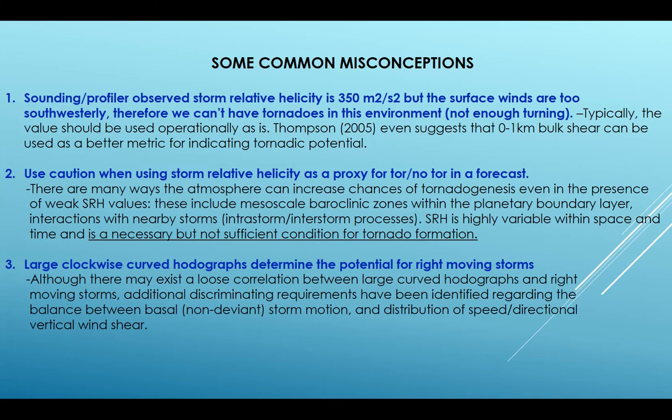Number three, large clockwise hodographs determine the potential for right-moving storms. This is something that is highly debatable. I mean, it's known that large clockwise hodographs are conducive for right-moving storms, but there's more detail that's needed. So although there may exist a loose correlation between large curved hodographs and right-moving storms, additional discriminating requirements have been identified regarding the balance between basal or non-deviant storm motion and distribution of speed and directional vertical wind shear.